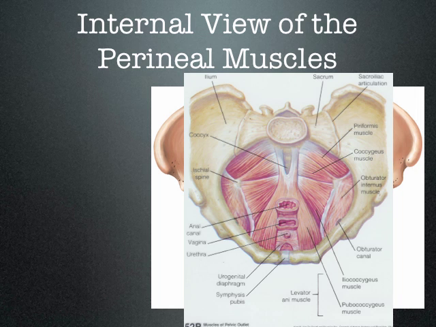So this is levator ani. You can see the anus is right in here. If you start contracting this muscle, it's going to put cross pressure on that.